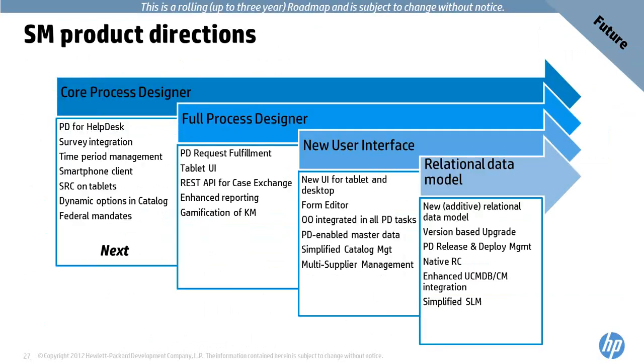So how does it translate in terms of the Service Manager product roadmap? I talked about the next version that you can see on the left-hand side. We have a version after that that we call Full Process Designer, in comparison to what we have in Service Manager today, meaning that we'll have request fulfillment on Process Designer too. We'll have a first version of the new user interface. I'm listing here Tablet UI, so it's still evolving. And we'll have the REST API.